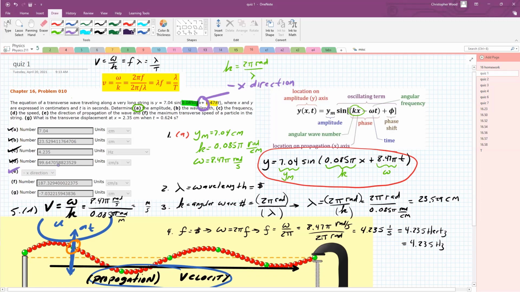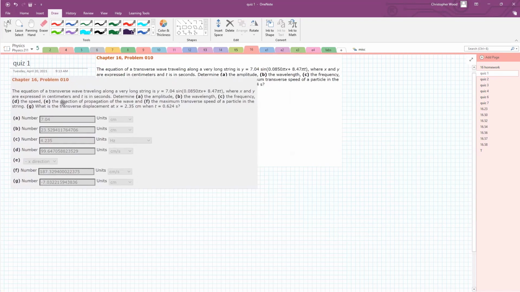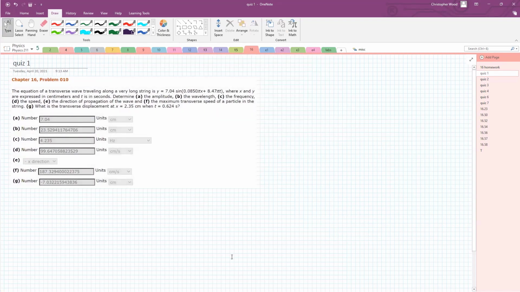Last but not least, F and G. What's the maximum transverse speed? So I'm going to get rid of everything because this is getting just a little bit too cluttered. Control C. All right. So transverse speed is referring to the amplitude, the speed along the amplitude axis.